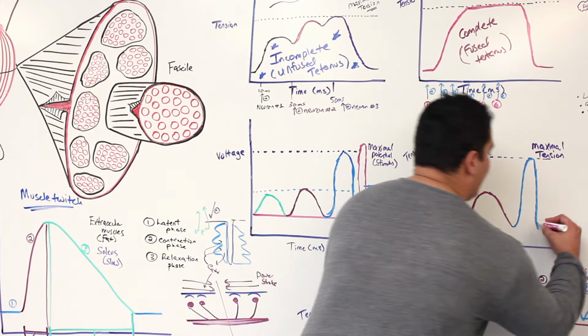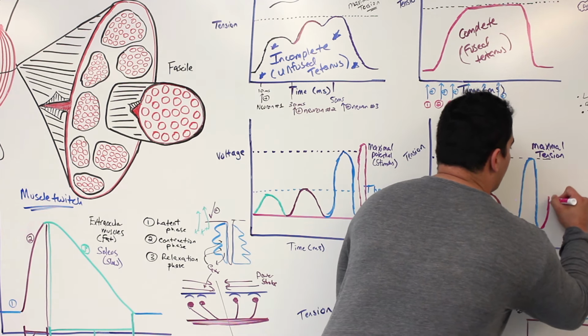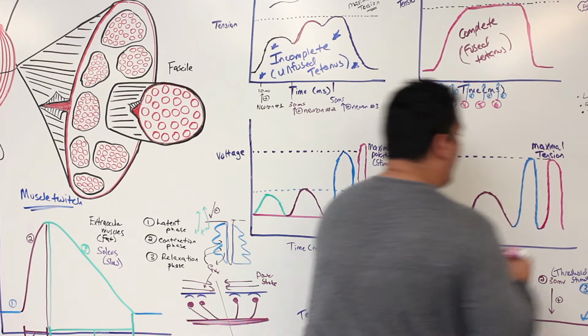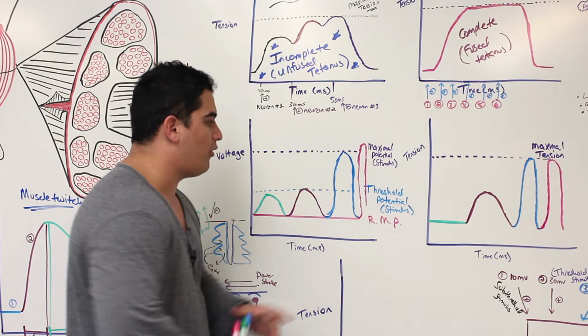So what's going to happen here? Even though it's a stronger voltage, it's still going to produce the same tension. Okay? So let me explain this one more time, and then we're going to move on to this last thing with the motor unit.